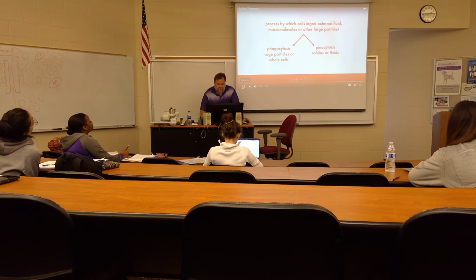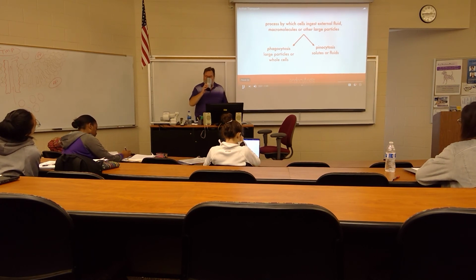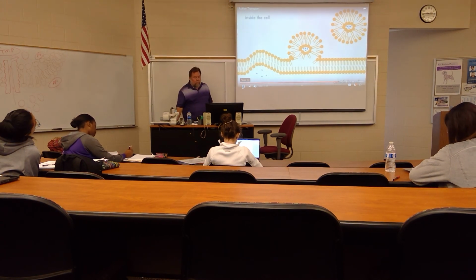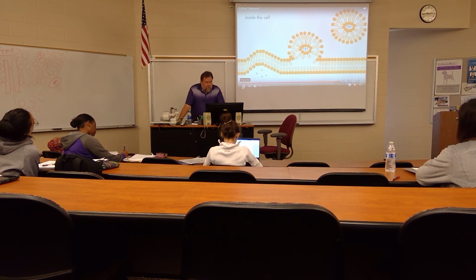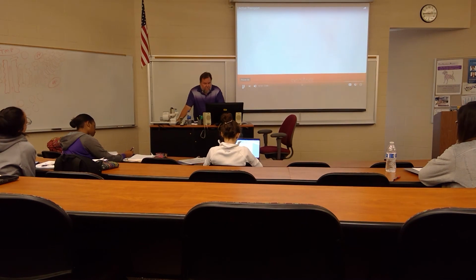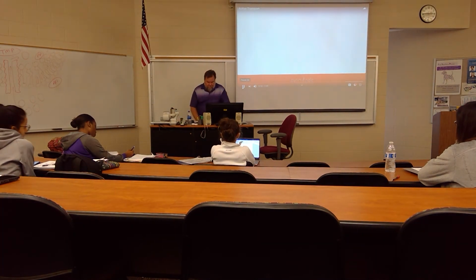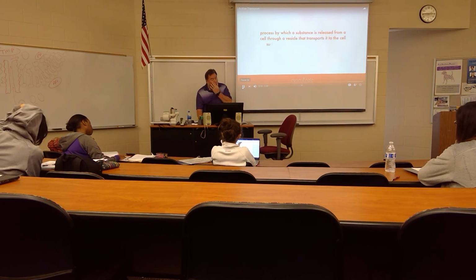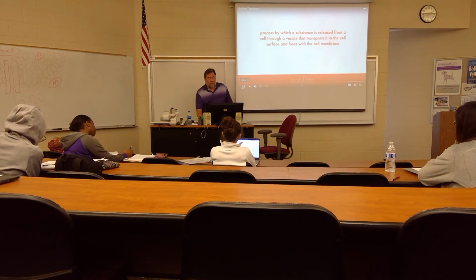You can think of phagocytosis as cell eating and pinocytosis as cell drinking. So you can see the way it works. First, the cell membrane begins to pinch around the substances, and eventually it forms a vesicle, which can carry the substance to any part of the cell. Exocytosis is basically the opposite of endocytosis. It's a process by which a substance is released from a cell through a vesicle that transports it to the cell surface and fuses with the cell membrane.